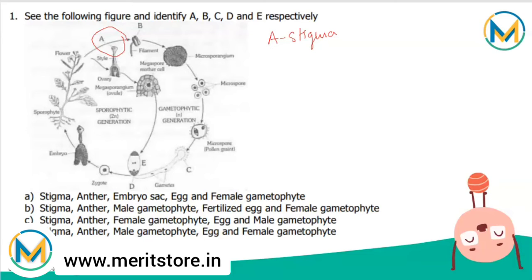It may be feathery and branched or elongated, as in such wind-pollinated flowers as those of the grasses, or it may be compact and heavy, with a sticky surface. Now this B, this part, is an anther, the part of stamen where pollen is produced.